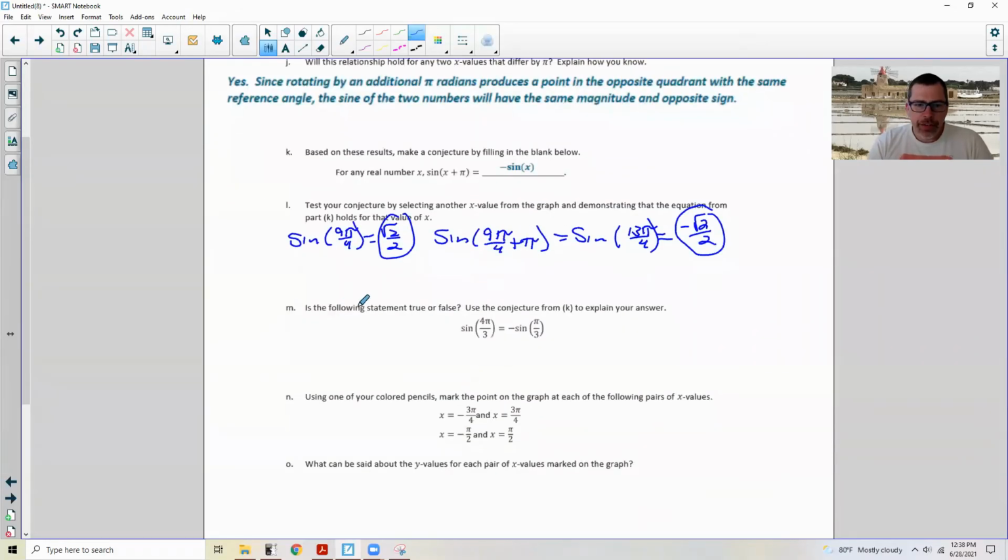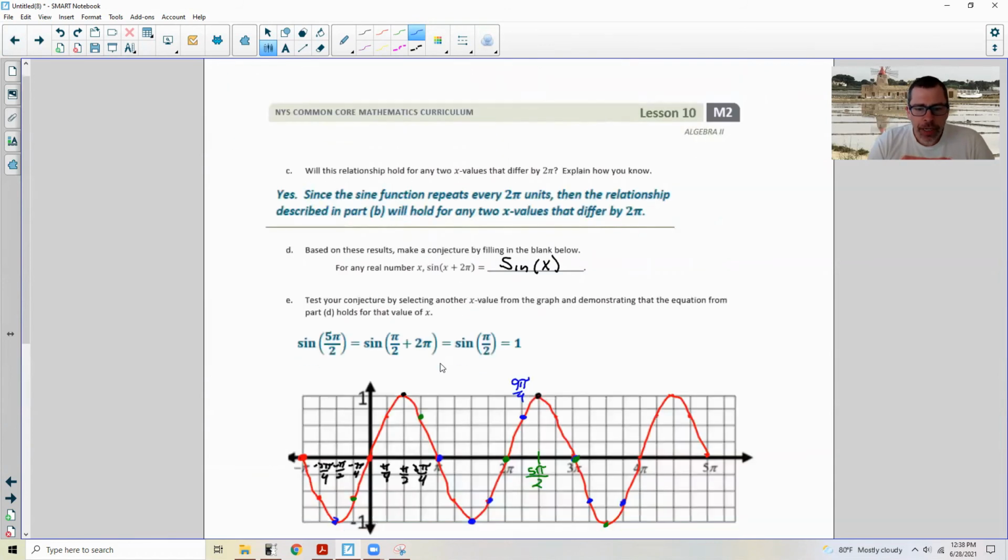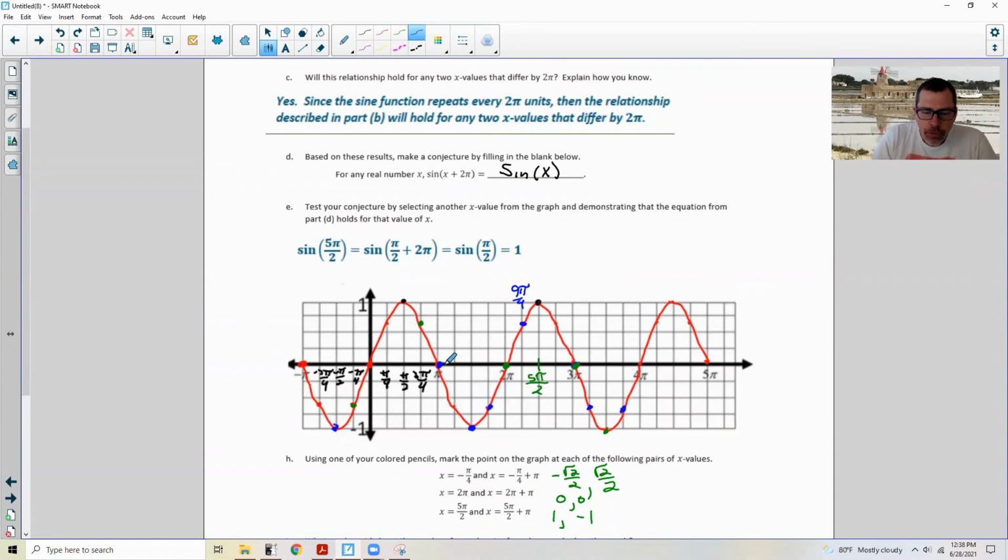Okay, part M. Is the following statement true or false? Use the conjecture from K to explain your answer. So the first thing we're going to do is look at this on the graph. Sine of 4 pi over 3. So I'm going to come back here. Where is that? 4 pi over 3. Now we're going into thirds. 4 pi over 3 would be 1 pi plus a third of a pi. So if this is going to be broken up into 3 equal pieces, it'd be about like that.